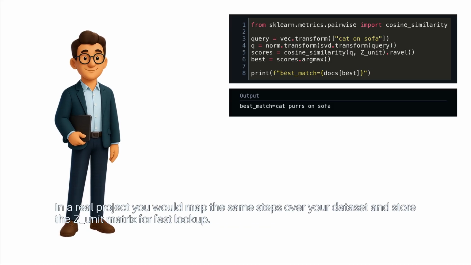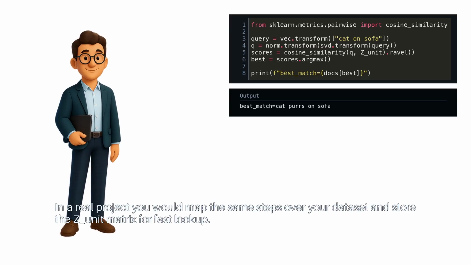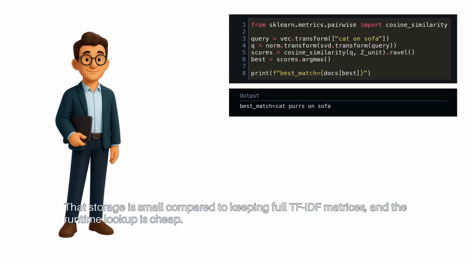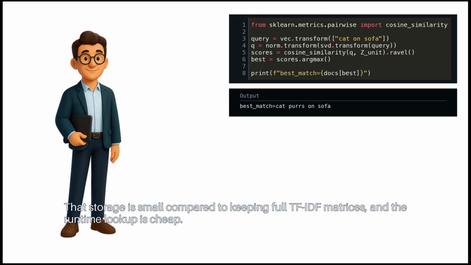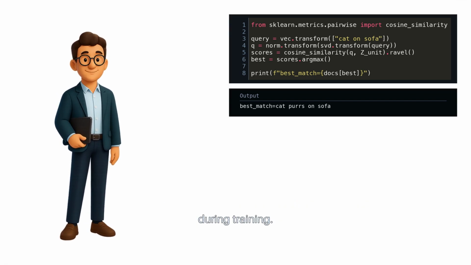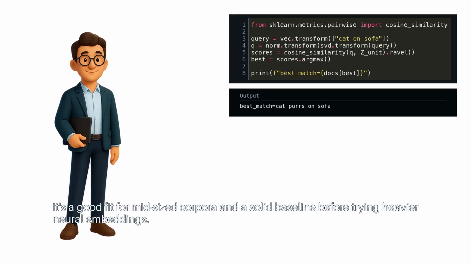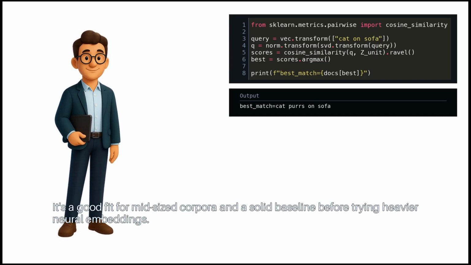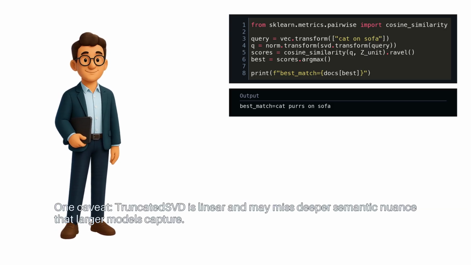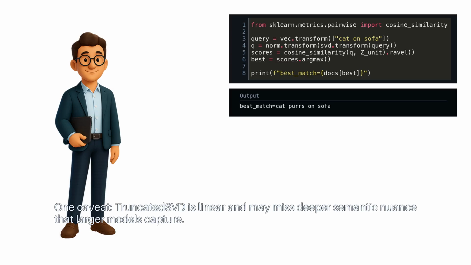In a real project, you would map the same steps over your dataset and store the Z_unit matrix for fast lookup. That storage is small compared to keeping full TF-IDF matrices, and the runtime lookup is cheap. Use this technique when you want compact embeddings for search or downstream models, and you need to preserve sparse memory benefits during training. It's a good fit for mid-sized corpora and a solid baseline before trying heavier neural embeddings. One caveat: truncated SVD is linear and may miss deeper semantic nuance that larger models capture.